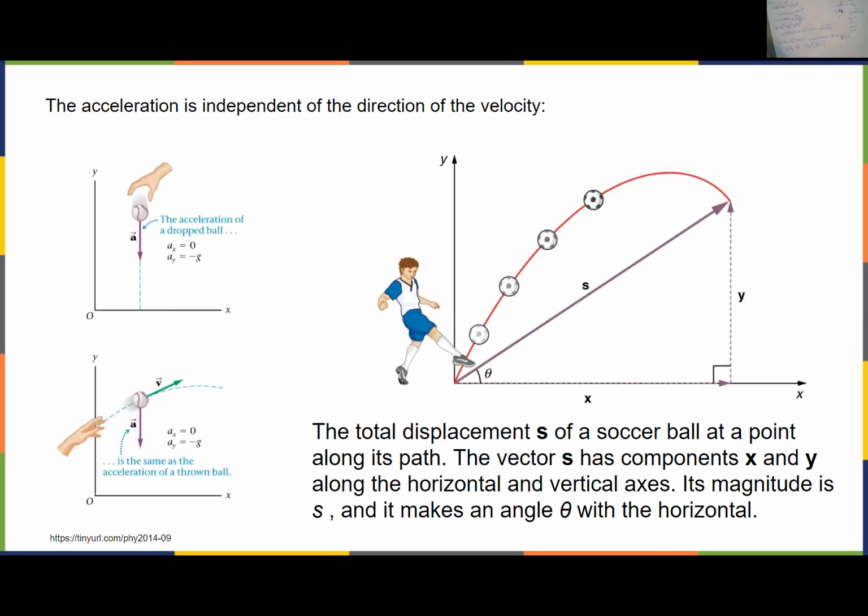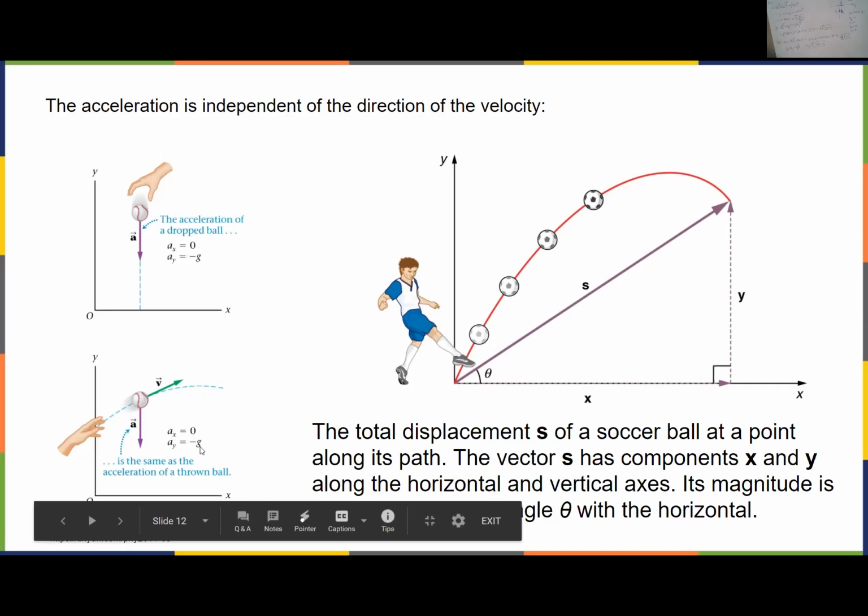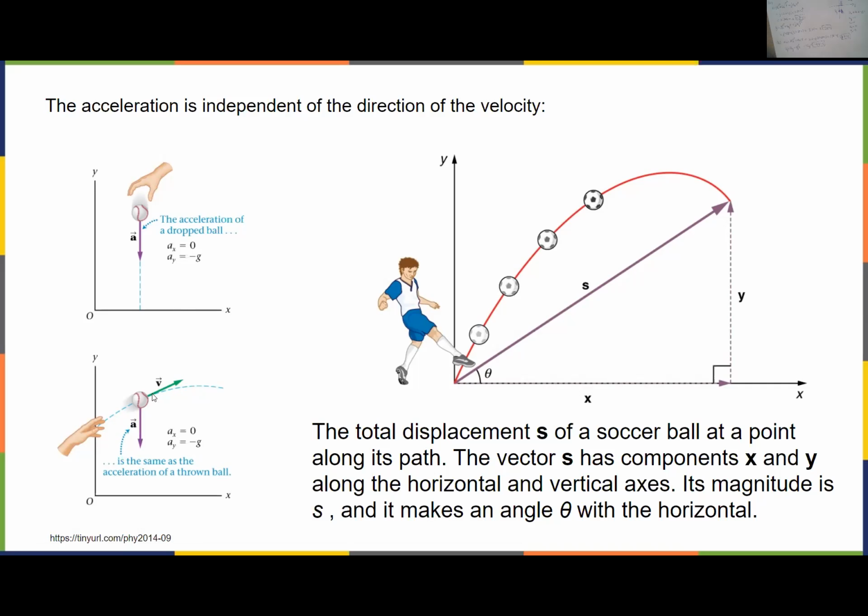So under this assumption, we can take a look here. If you release an object, then a_x is 0, a_y is minus g. If you throw an object at a certain angle, then a_x is 0, a_y is minus g. Either way, whether it's released, thrown at an angle, or kicked at an angle, it has a constant acceleration of g just in the y direction.